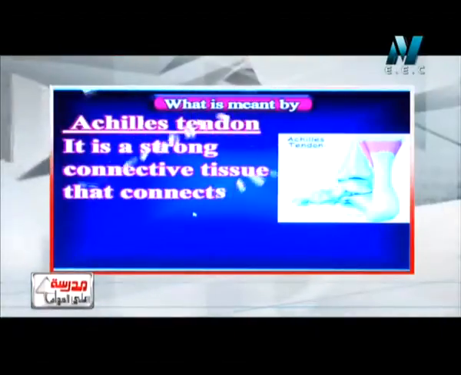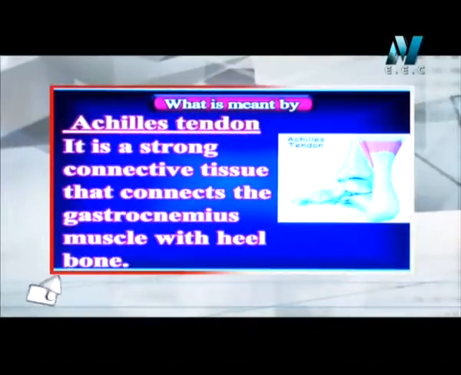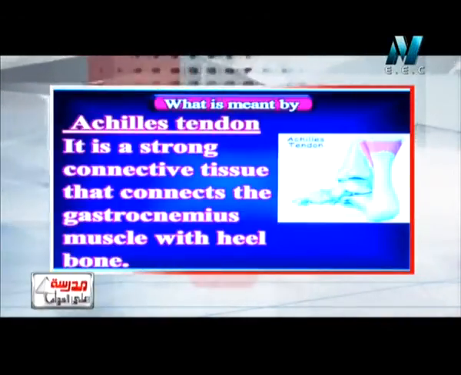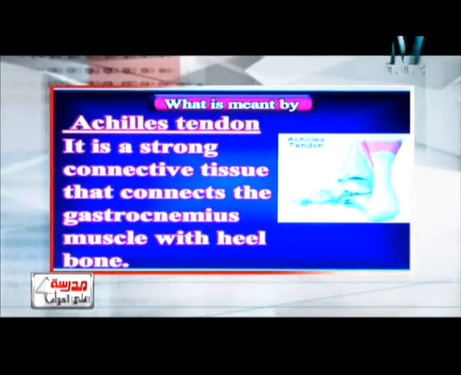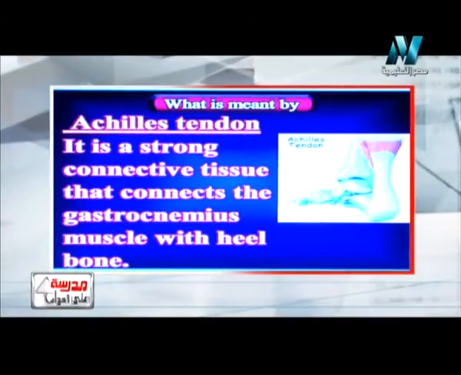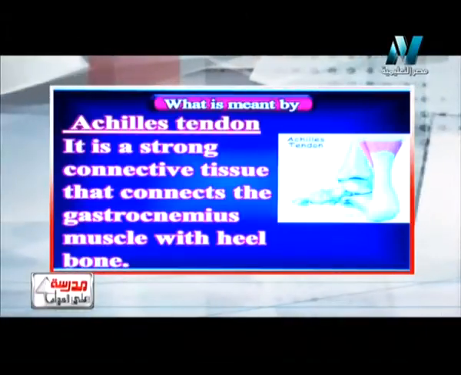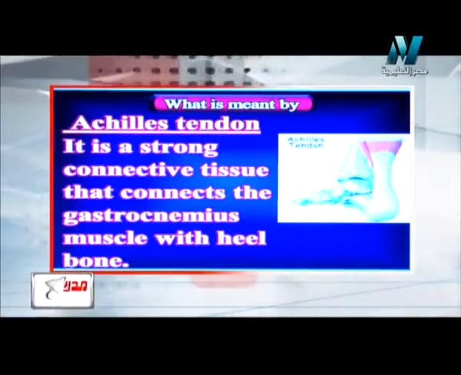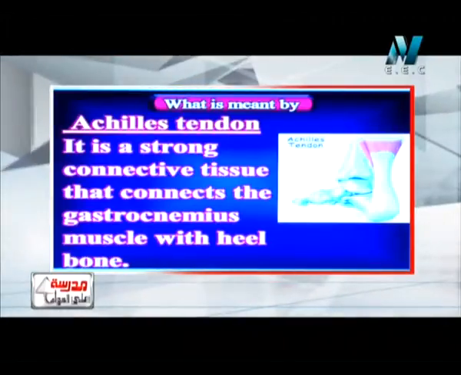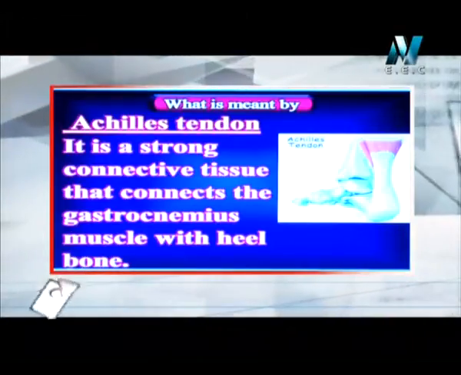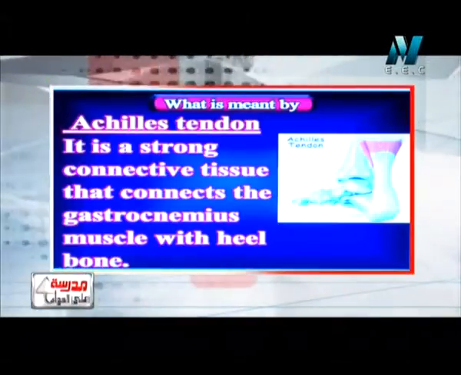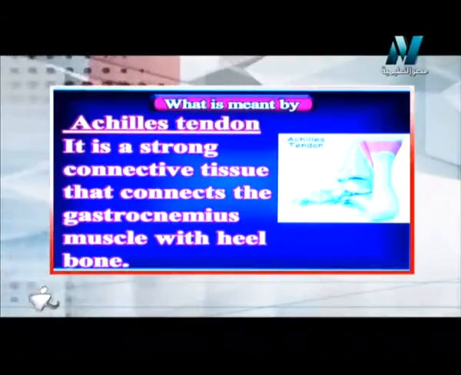Achilles tendon. It is a strong connective tissue that connects the gastrocnemius muscle with the heel bone. In the image, that is the gastrocnemius muscle and that is the Achilles tendon. The Achilles tendon acts as a strong connective tissue that connects the muscle with the bones. So that is the Achilles tendon.